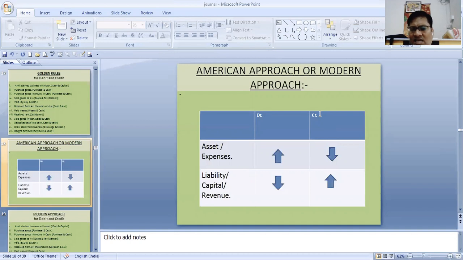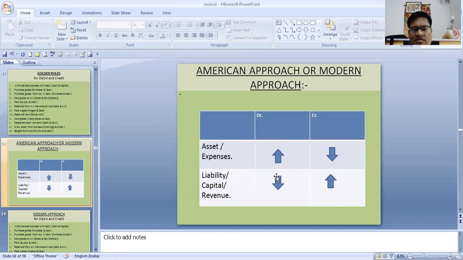Similarly, paid wages. Wages being an expense, any expense increase is debit. And when we pay wages, cash is going out. So that is nothing but cash going out, so we have cash credit.